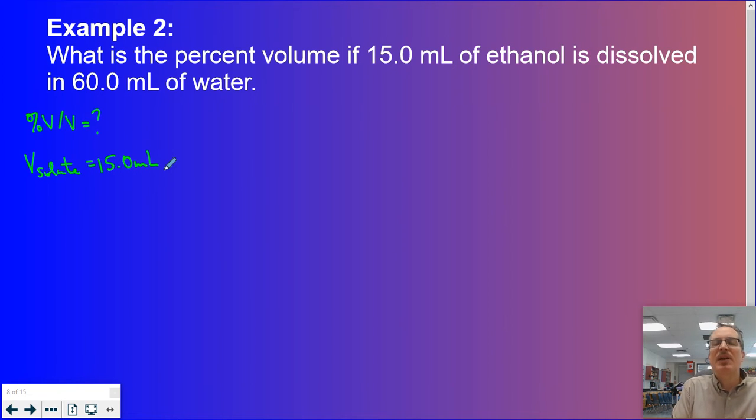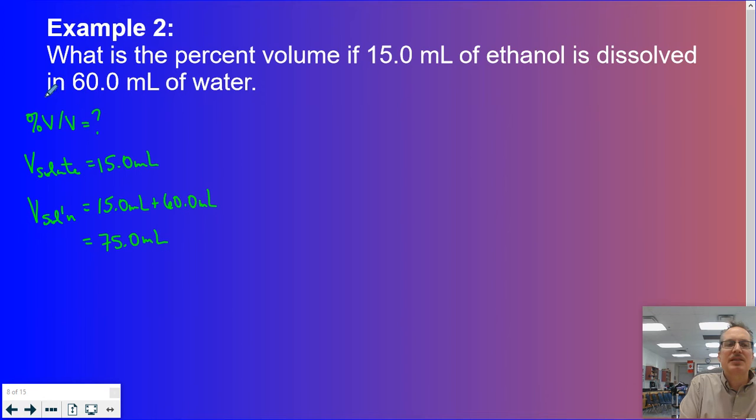But this time, we don't have a total solution of 60 milliliters. We are putting 15 milliliters of ethanol into 60 milliliters of water. So my V solution is not 60 milliliters. It's the 15 of ethanol plus the 60 of water. So that's going to be 75 milliliters of solution. So it's very important that we read the question because the key word is it's in 60 milliliters of water.